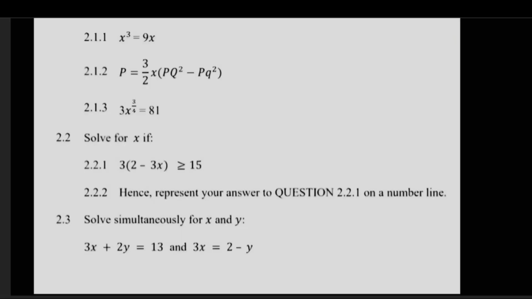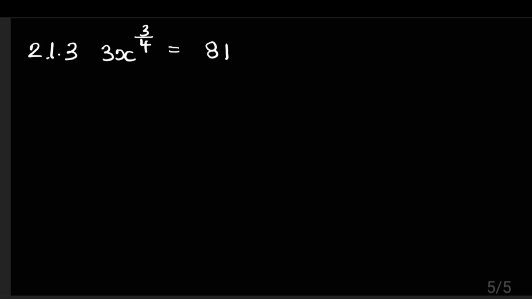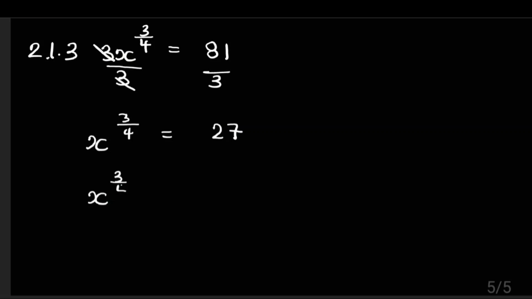Now 2.1.3, we are given 3x to the power 3 over 4 is equal to 81. So let's start off by dividing both sides by 3. On the left hand side, the 3's are going to cancel out. We're left with x to the power 3 over 4. On the right hand side, 81 divided by 3 is 27. Now you can actually rewrite the 27 as a product of prime numbers. That is going to be 3 cubed.